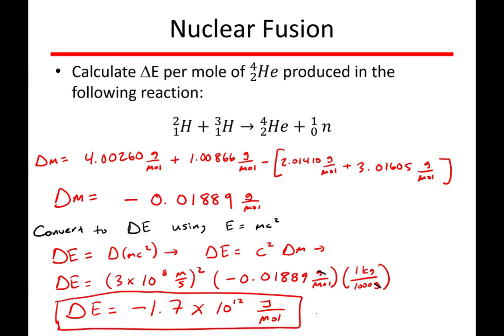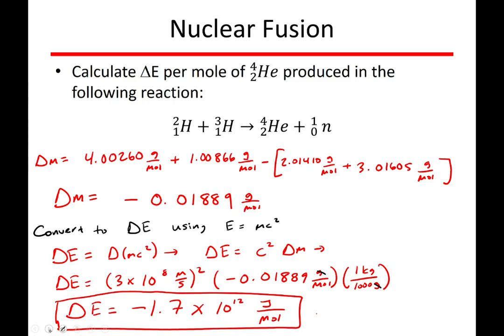I'll remind you that in the course of a day, the entire state of California uses somewhere around 10 to the 15th joules of energy. So if you were to react about 1,000 moles of H2 and H3 with one another and fuse them together, you would generate enough energy to power the entire state of California for a day. There is a lot of energy that gets released in this fusion process.